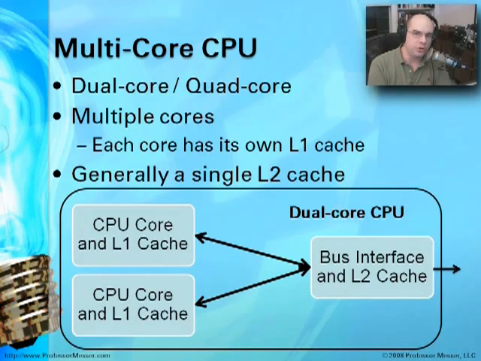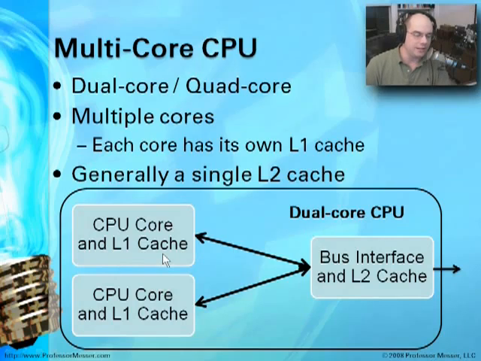So each core, generally speaking, has its own L1 cache. And generally, you'll find that the L2 cache is one that's shared by all of the different cores in a system. So here's a very simple picture of this. If this is a dual-core CPU, you'll find that there's one CPU core and a separate CPU core inside this dual-core CPU.